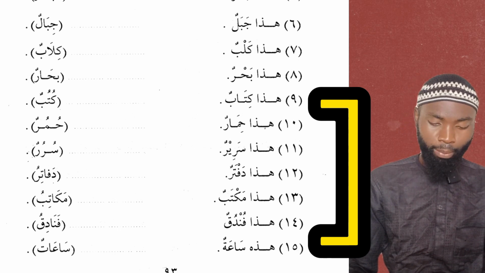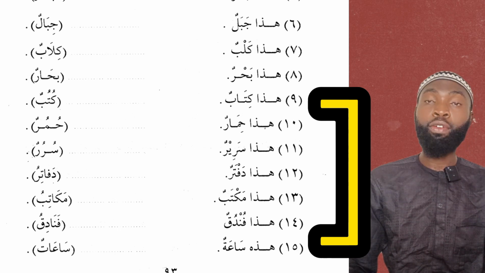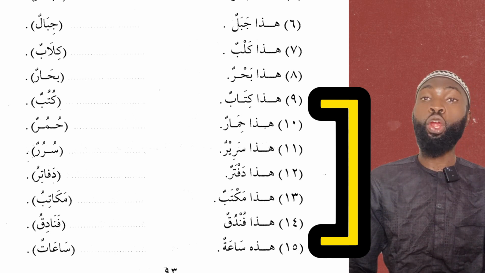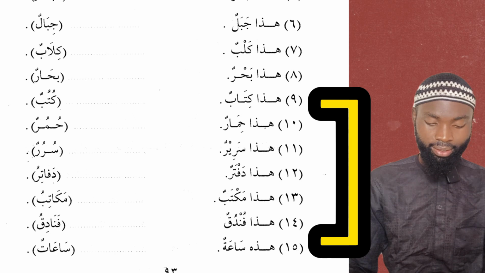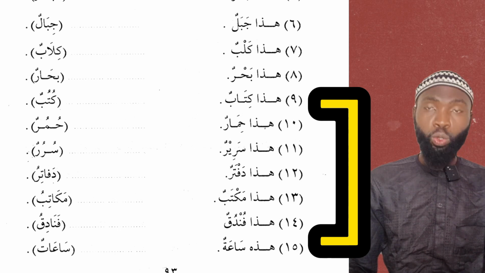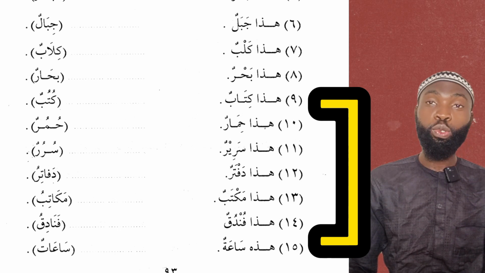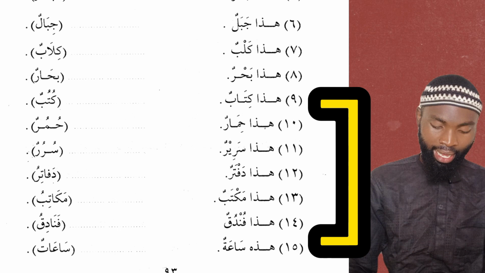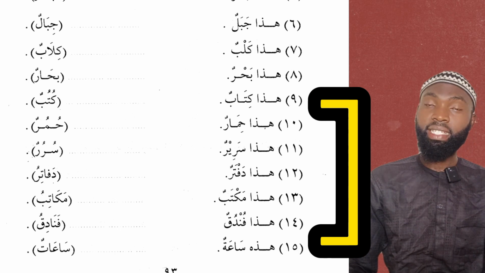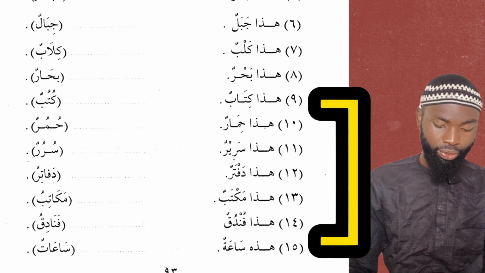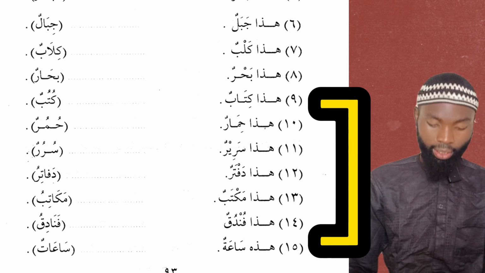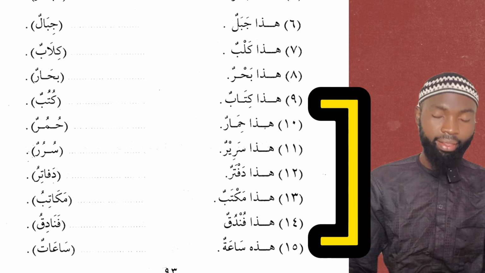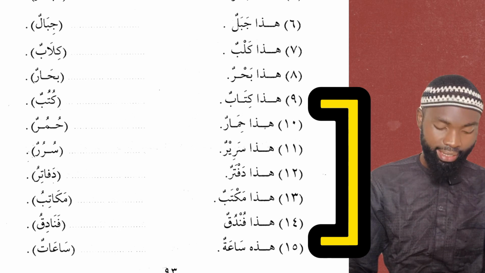So here we have number 10. هذا حمار. This is a donkey. هذه حمر. These are donkeys. هذا سرير. This is a bed. هذه سرر. These are beds. هذا دفتر. This is a book. هذه دفاتر. These are books. هذا مكتب. This is a table. هذه مكاتب. These are tables. هذا فندق. This is a hotel. هذه فنادق. These are hotels.